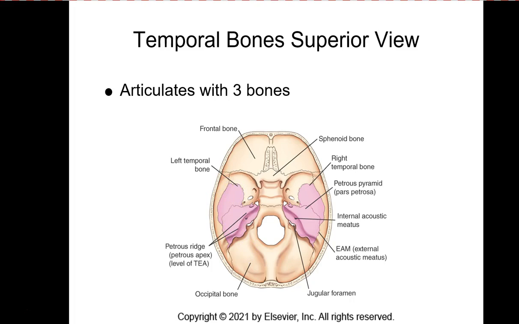Okay, we are going to pause part 2 here. We will pick up part 3 talking about the sphenoid bone.